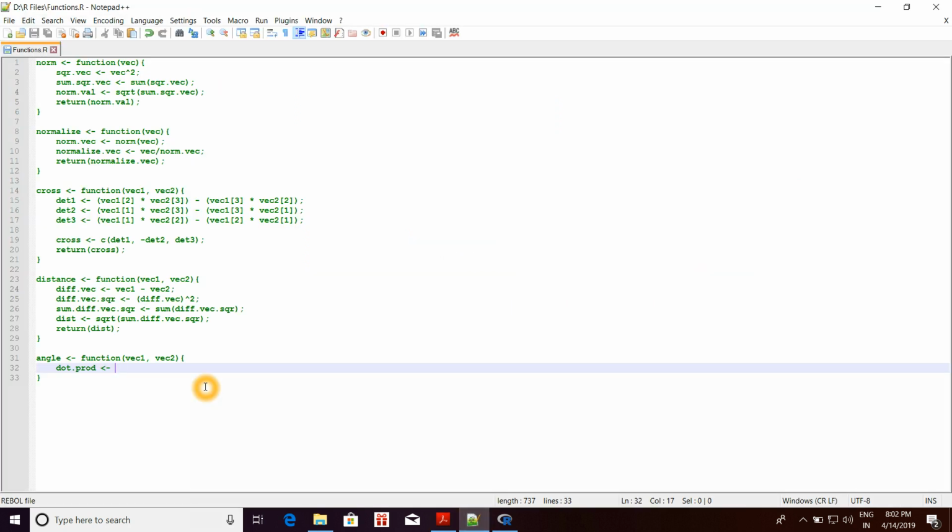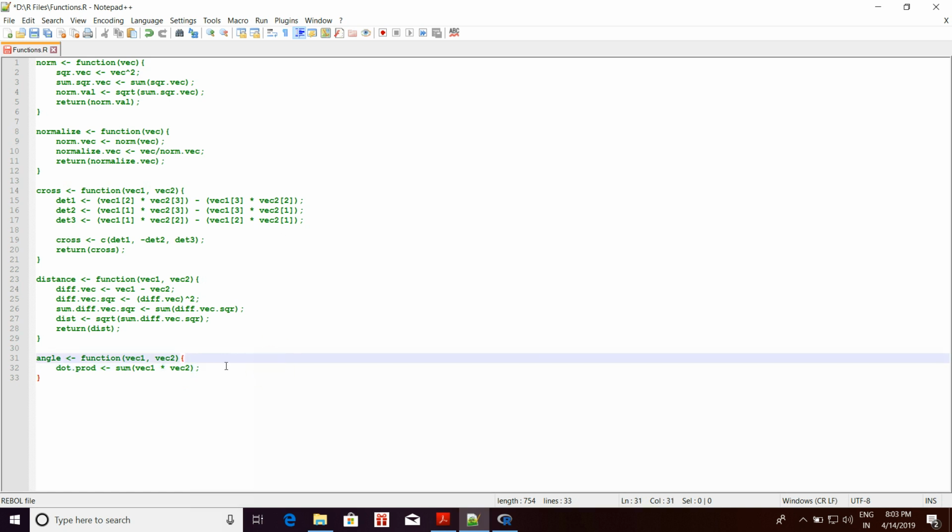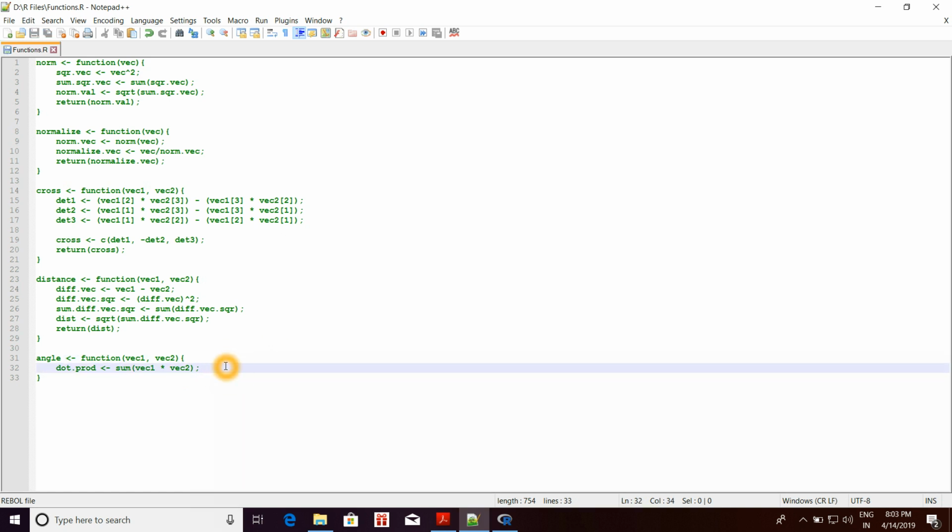So dot product will be the multiplication of individual elements and then sum it up. So sum of all the elements of a vector, where the elements of that vector are the multiplication of individual elements of two vectors. So it will be vec1 multiplication of vec2. This will give the dot product of the two vectors.